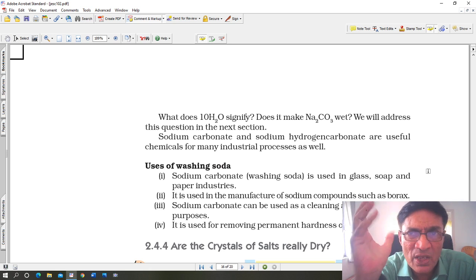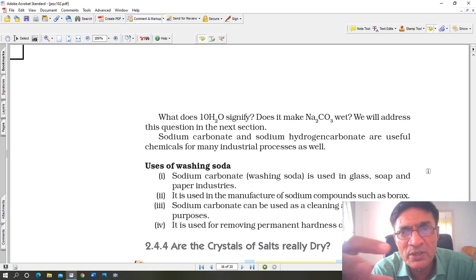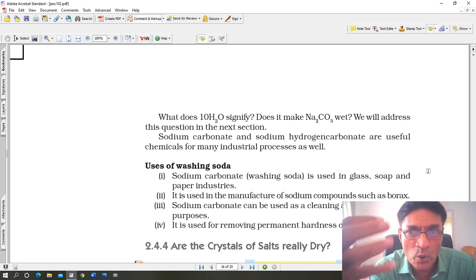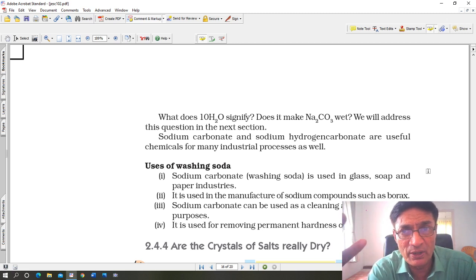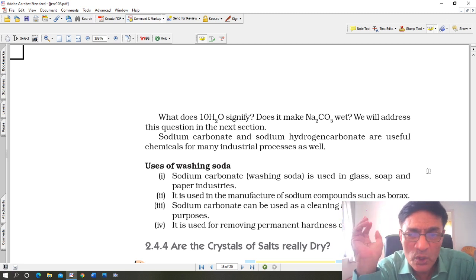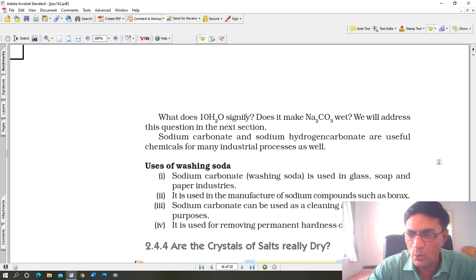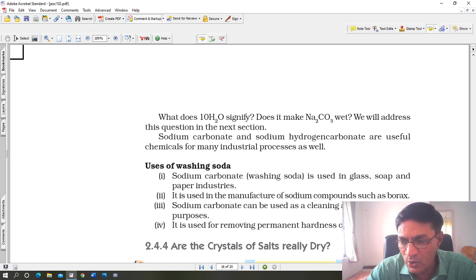It is hydrous. Hydrous means it contains a bit of water. So the water has to be evaporated so that you get a pure compound. Sodium carbonate and sodium hydrogen carbonate are useful chemicals for many industrial processes as well. This is all learning work.